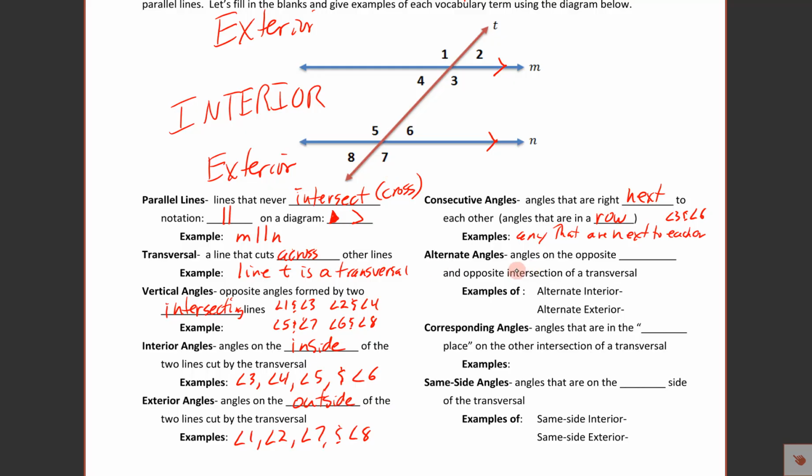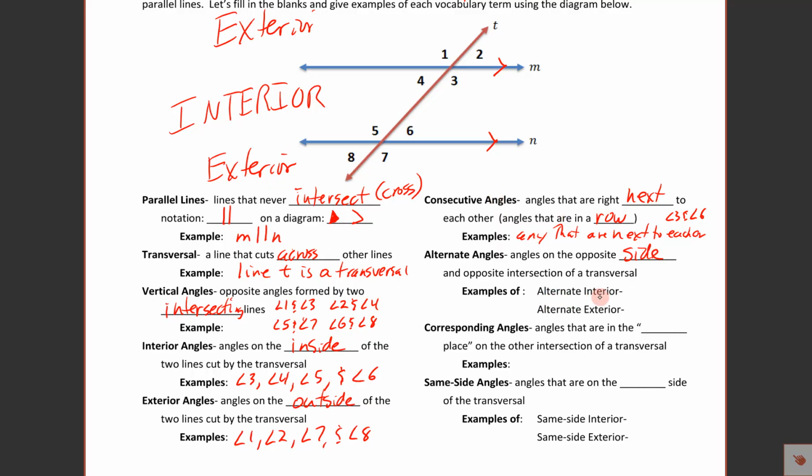And then we've got alternate angles. When we say alternate angles, they're angles on the opposite side and opposite intersection of a transversal. So if this is a transversal, if they're going to be on the opposite side, like 1 is over on this side, it's on the left side. So one of the alternate angles would have to be over here. And there are a couple specific categories. And when we talk about consecutive, sometimes we'll get more specific with those, but I think this idea that we went over is enough there.